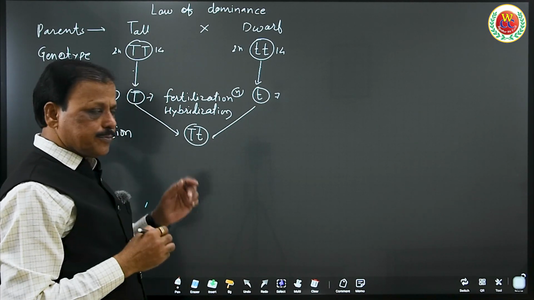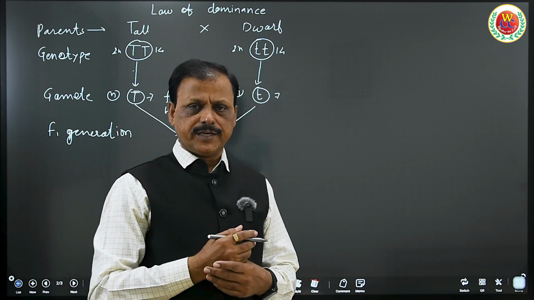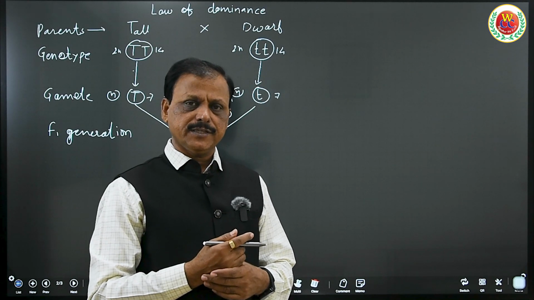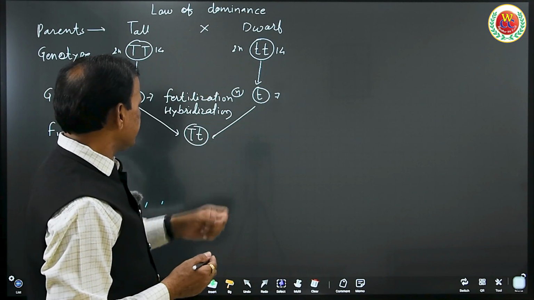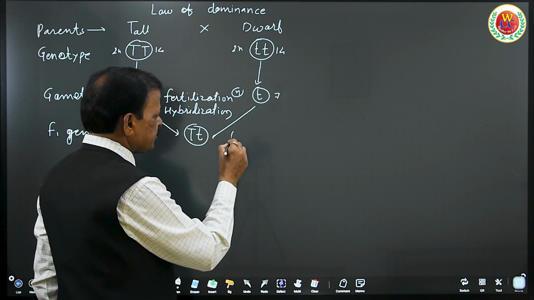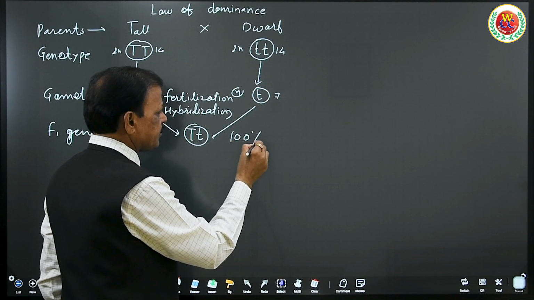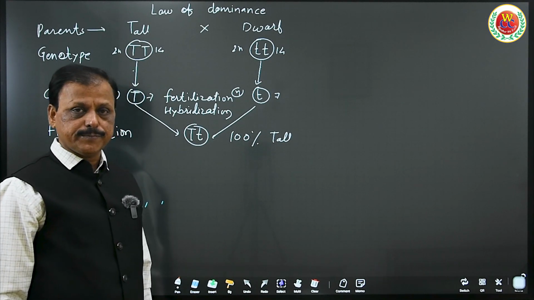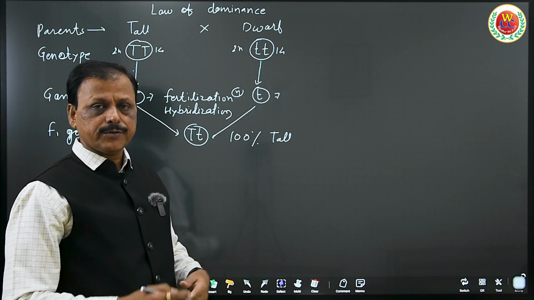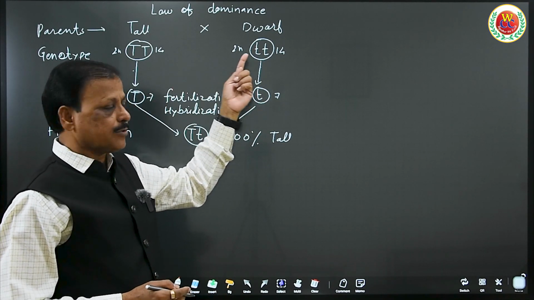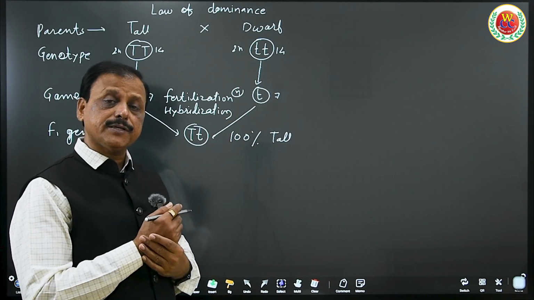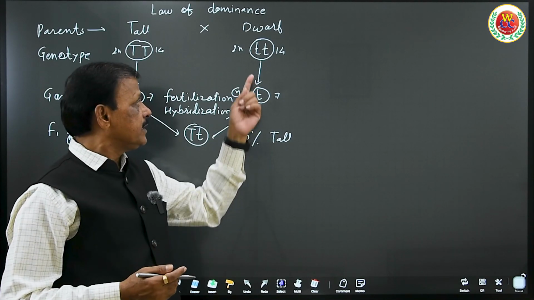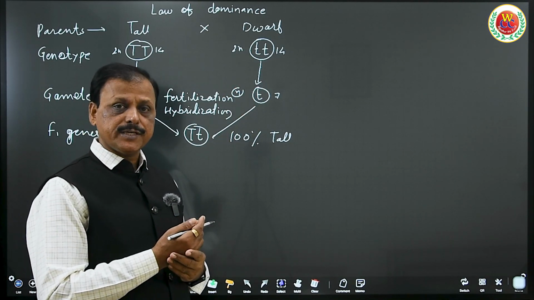Now he observed that only one character of the trait is seen in the F1 generation. The contrasting characters of height are tall and dwarf, and only tall was observed. Therefore 100% of plants were tall. So you may be surprised: where has the dwarf gone? When tall was crossed with dwarf, only tall plants appeared in the F1 generation. Why did the dwarf plant not appear in the F1 generation?